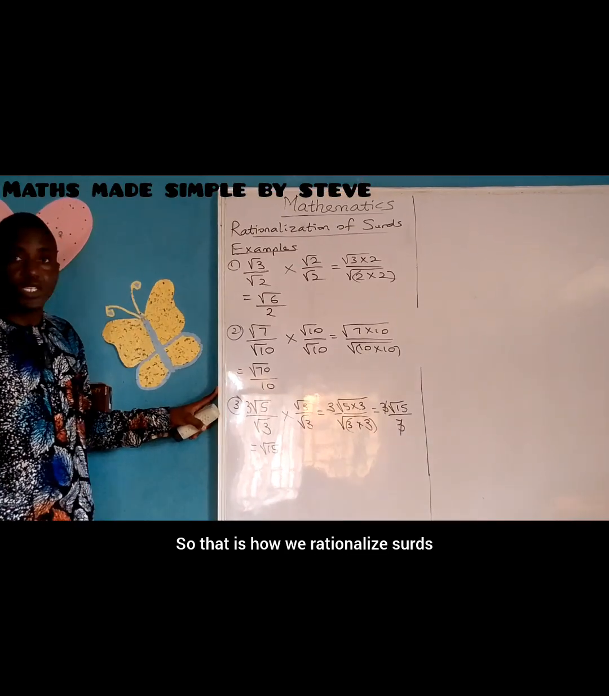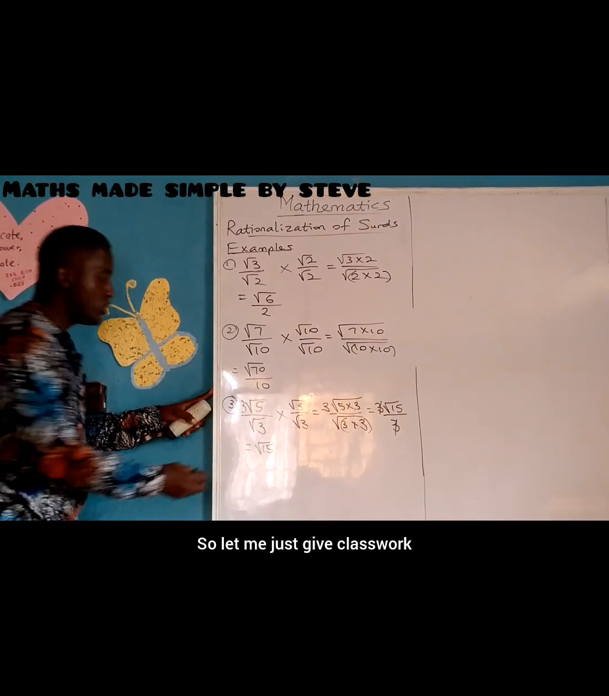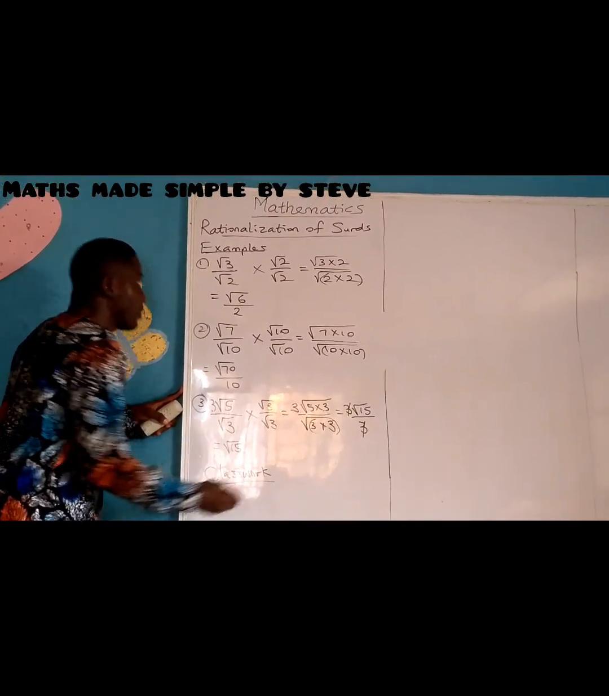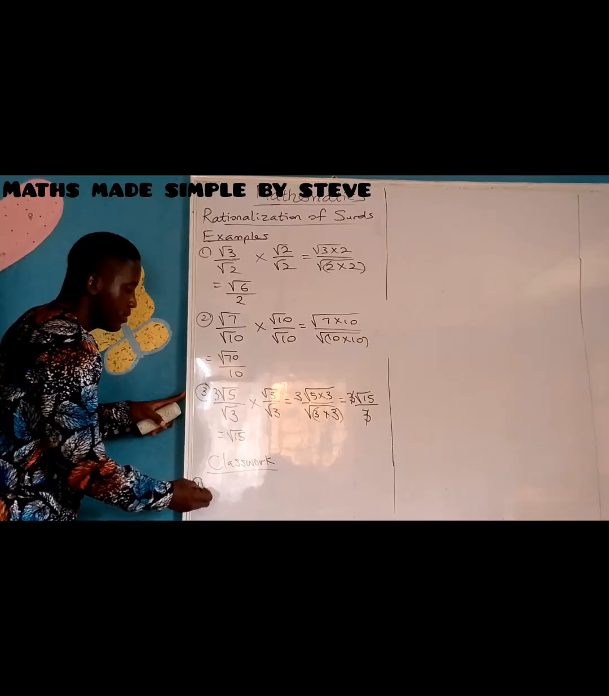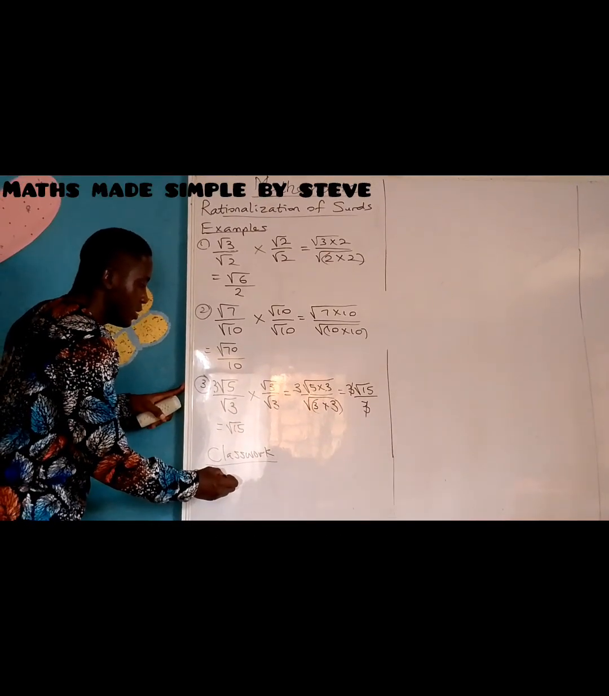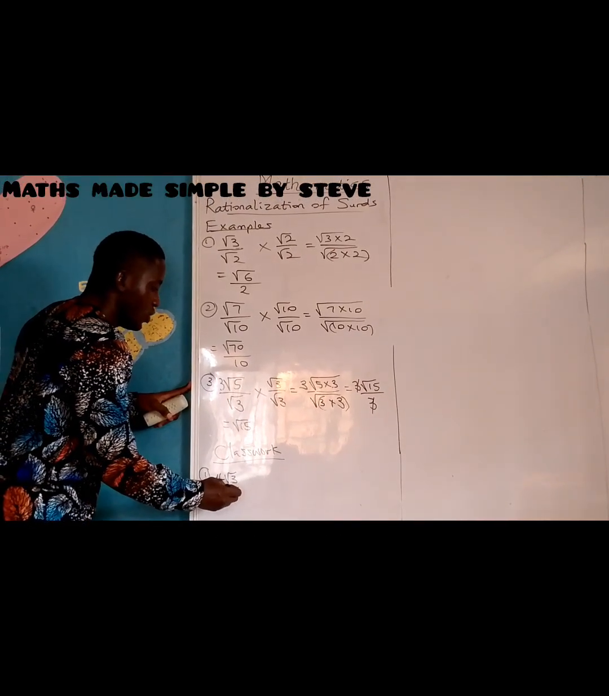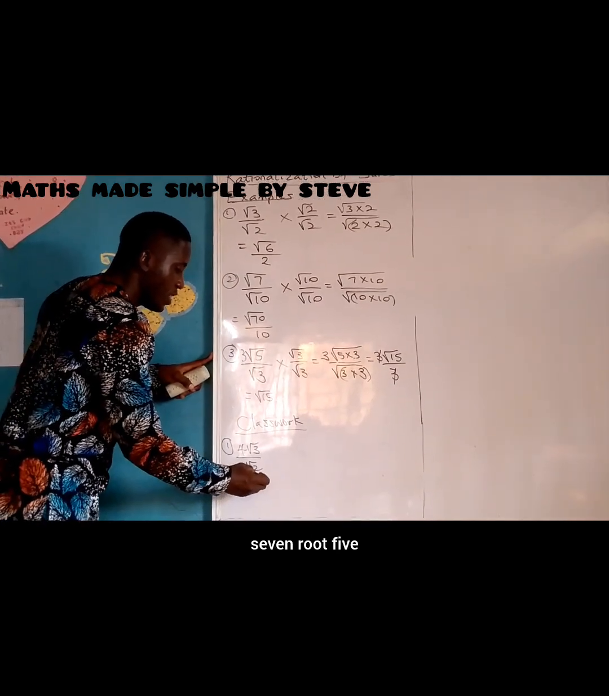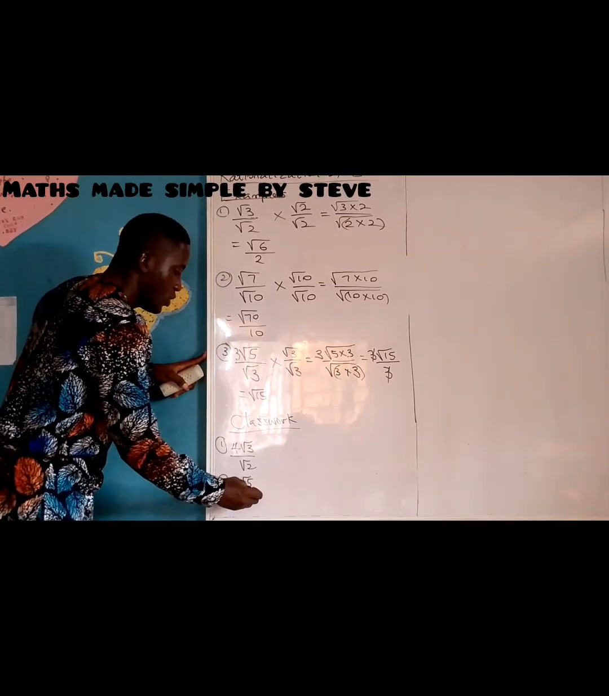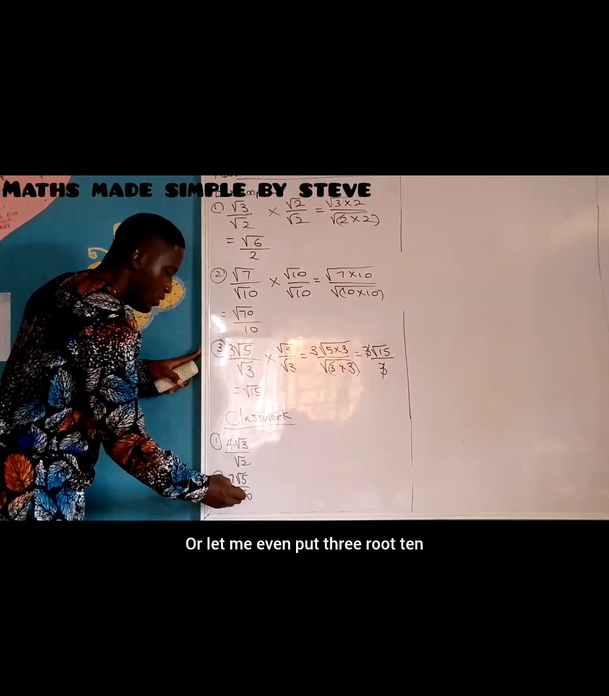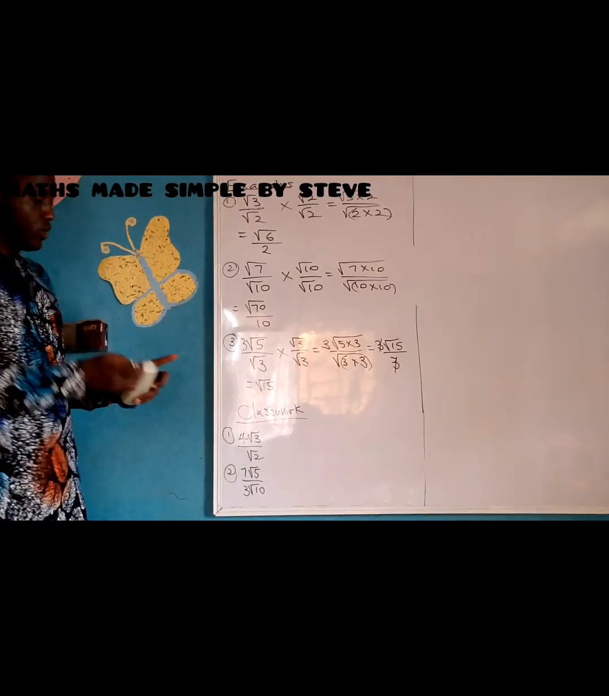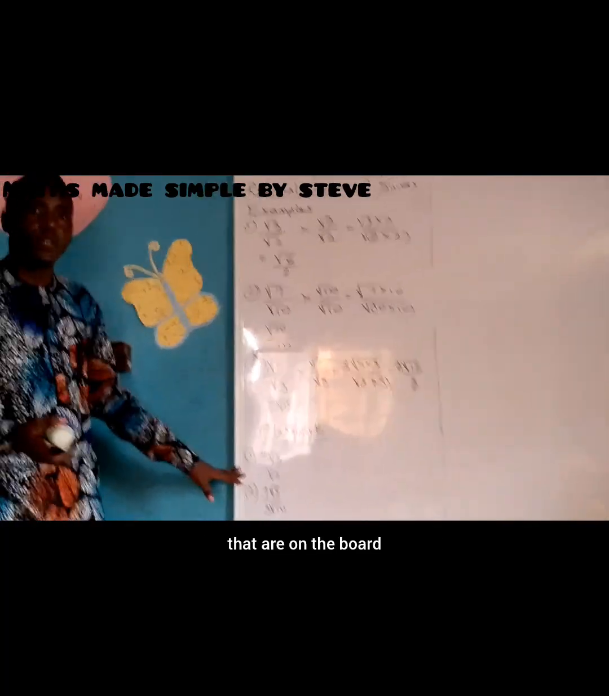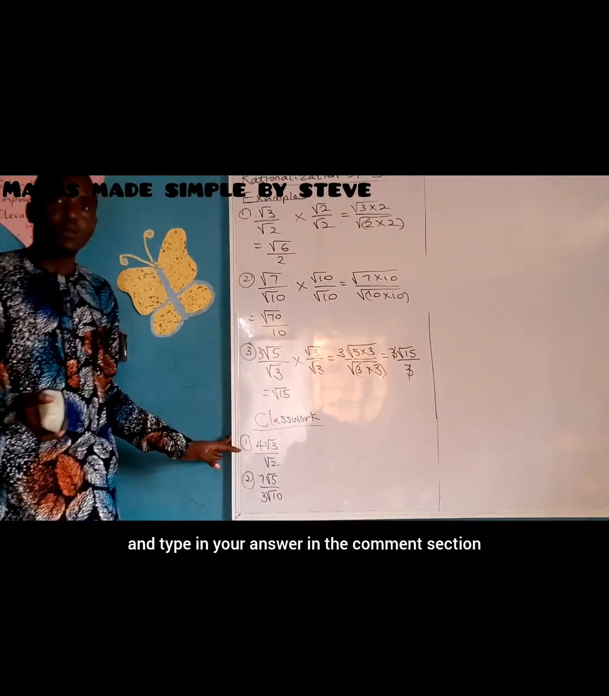So that is how we rationalize surds. So let me just give classwork. Rationalize. Number 1, 4 root 3 over root 2. And number 2, 7 root 5 over root 10. Or let me even put 3 root 10. So try your best, get the 2 answers to the questions that are on the board, and type in your answer in the comment section.